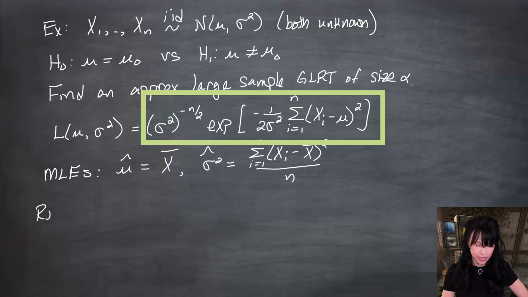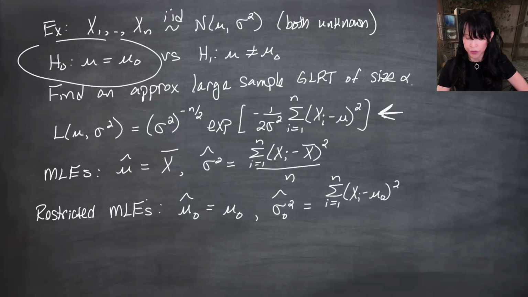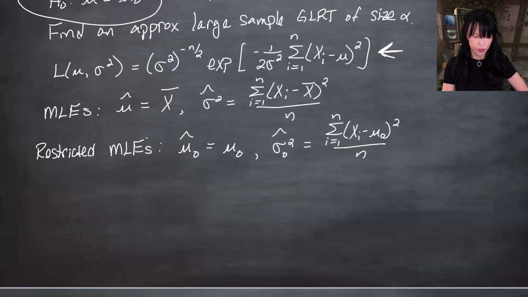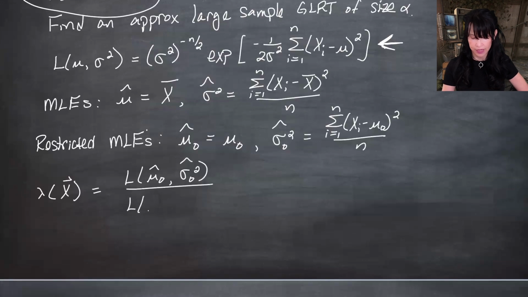Okay, so restricted MLEs: mu is mu naught, and sigma naught hat squared is the sum as i goes from 1 to n of xi minus mu naught squared over n. Let's form the likelihood ratio. I don't know, capital, lowercase, I'm going to go capital, I guess. This is going to be the likelihood at the restricted MLEs over the likelihood at the regular unrestricted MLEs.